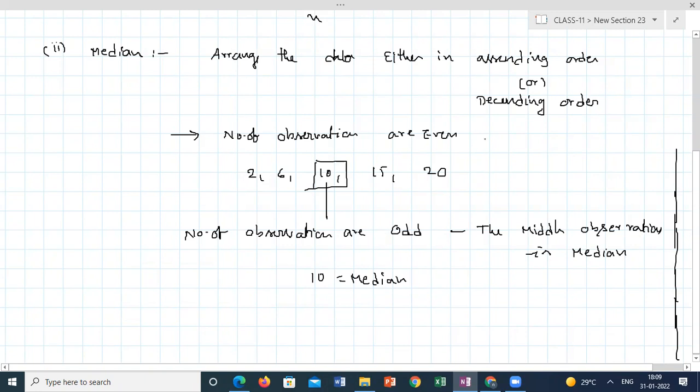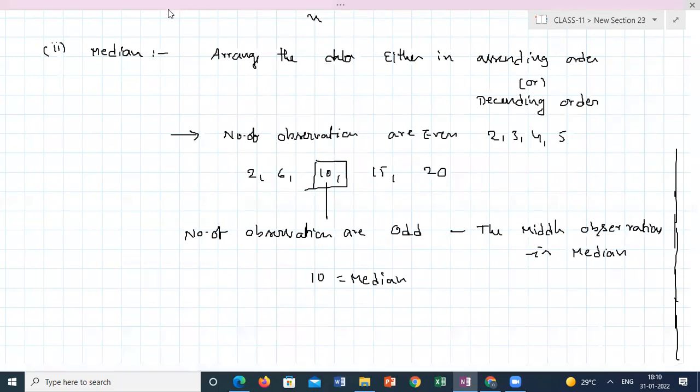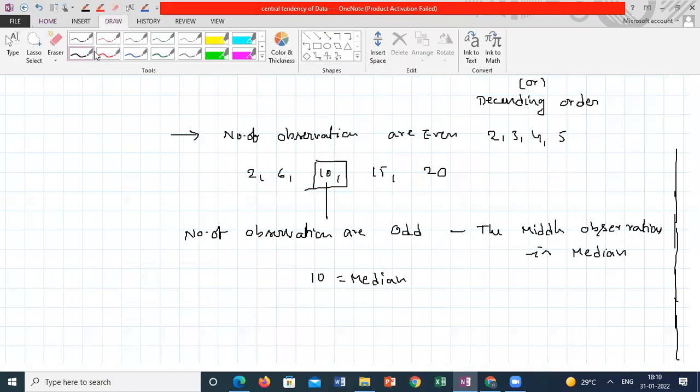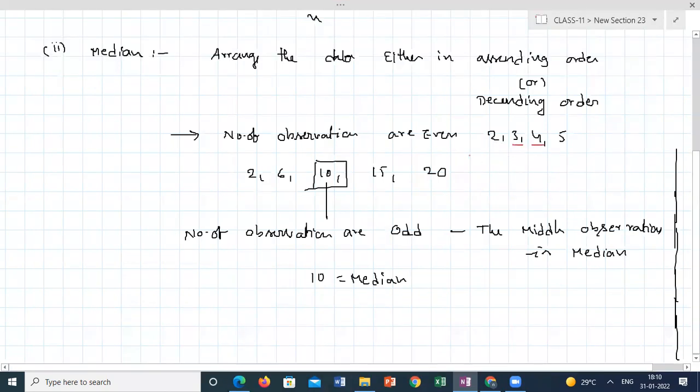Suppose the number of observations is even, suppose it is 2, 3, 4, 5. There are two middle observations, 3 and 4. So the average of the two middle observations, 3 plus 4 by 2, is the answer for the even number of observations case. This is how we calculate the median.